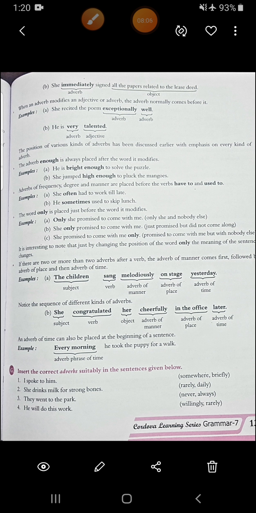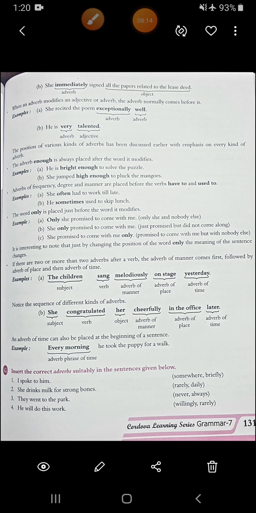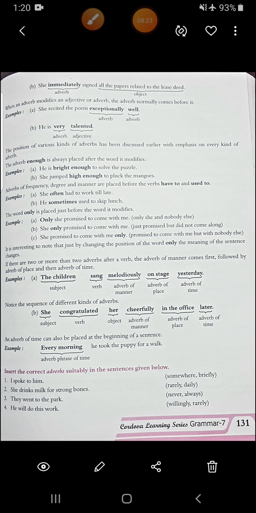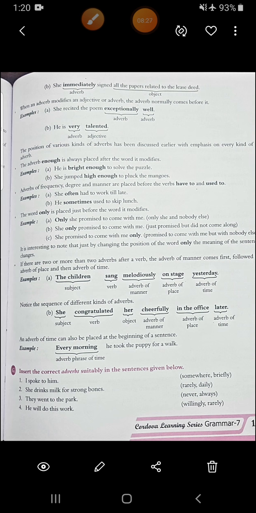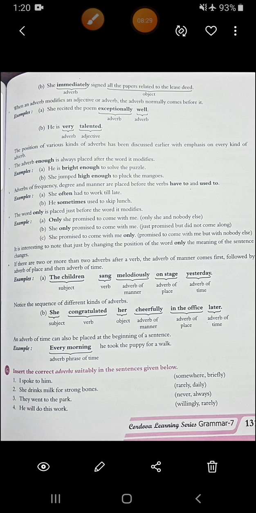Then the word only is placed just before the word it modifies. Like, only she promised to come with me. So here only she and nobody else, means only she has promised. Okay. Then, she only promised to come with me. Only promised, just promised, but did not come along. See, she promised to come with me only. Promised to come with me, but nobody else. Alright.